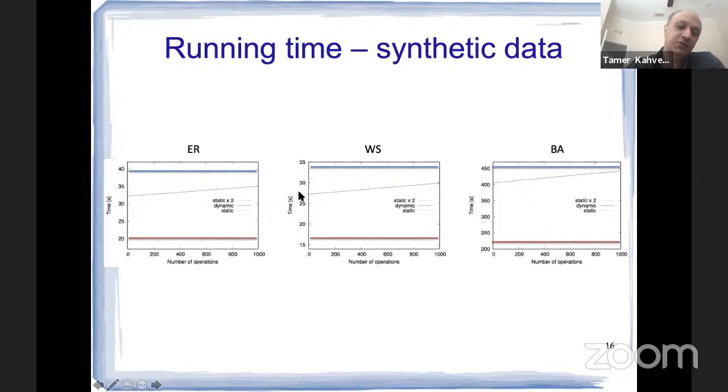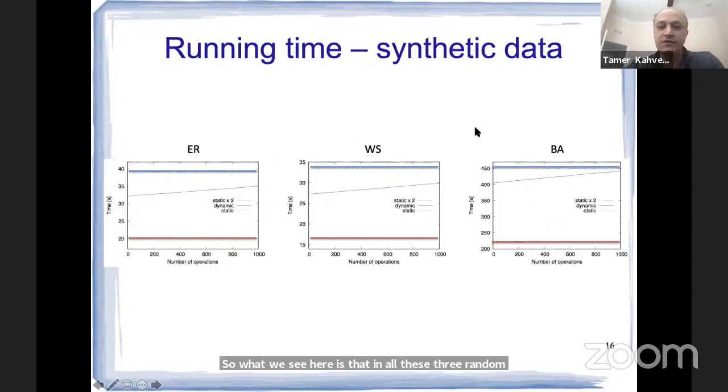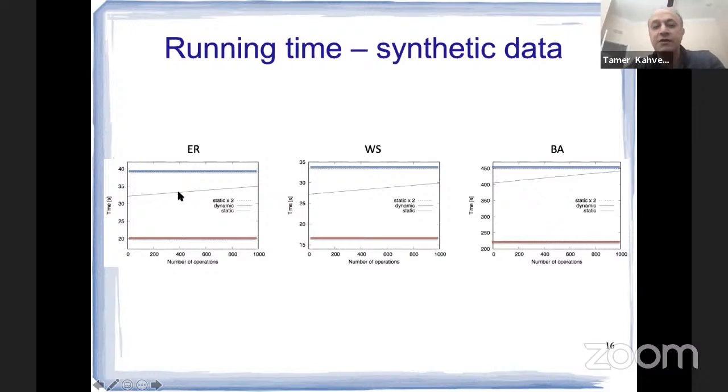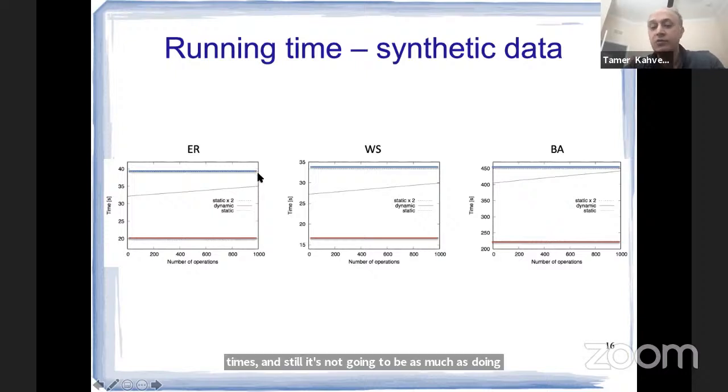So what we see here is that in all these three random network models, Erdős-Rényi, Watts-Strogatz, and Barabási-Albert models, at the beginning, we pay more cost than calculating the motif count just once, because we need to maintain all these additional auxiliary data structures. But then once we pay that little cost, we can incrementally update the motif count with such a negligible cost that we can do this operation 1,000 times, and still it's not going to be as much as doing it only twice.